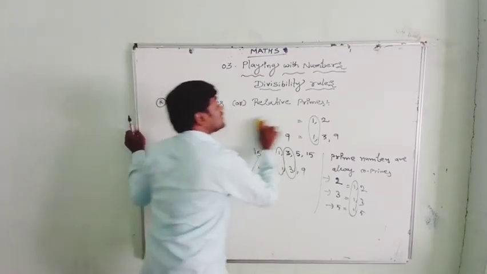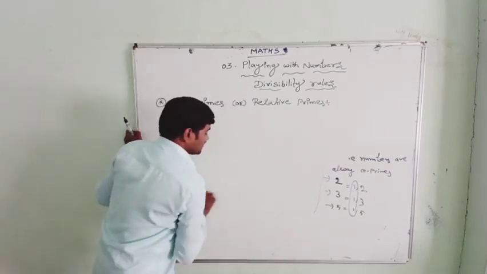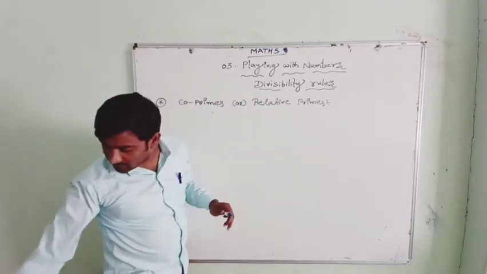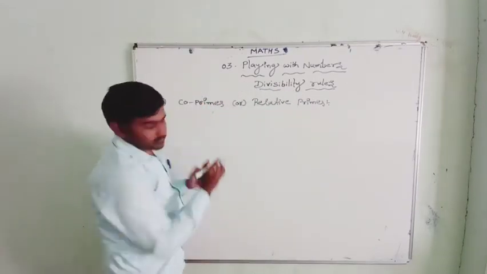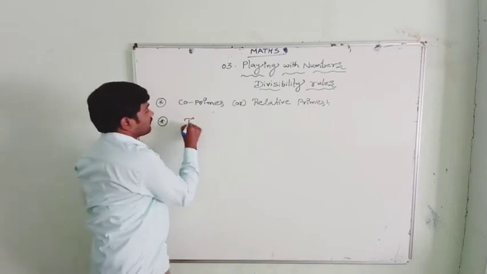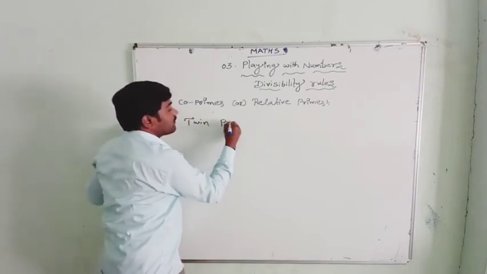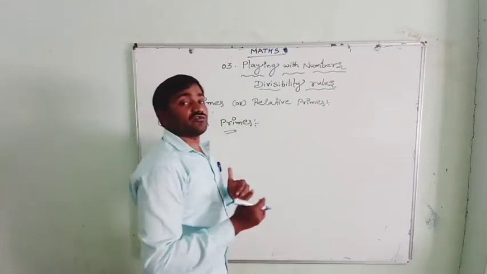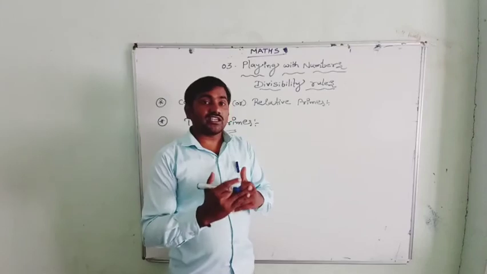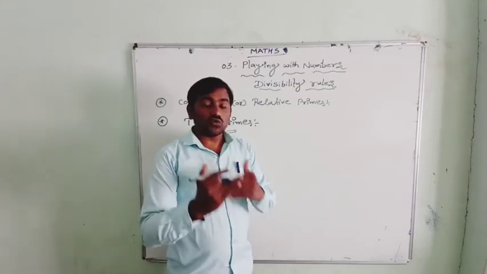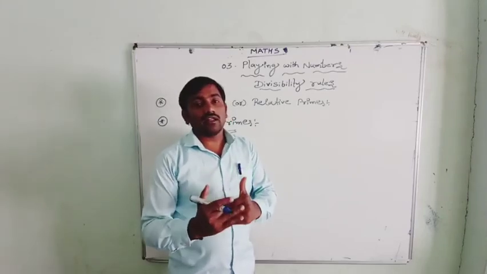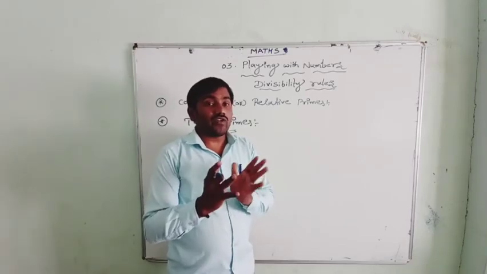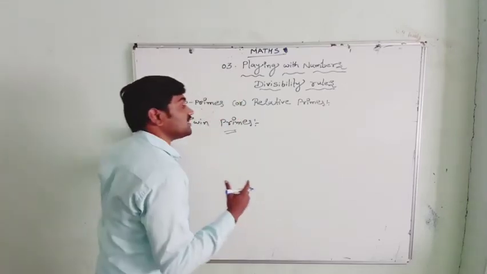Next we have to learn about twin friends. You know the meaning of twins, no? In the same way we have twin friends. If the difference of two prime numbers is 2, then the prime numbers are known as twin friends.